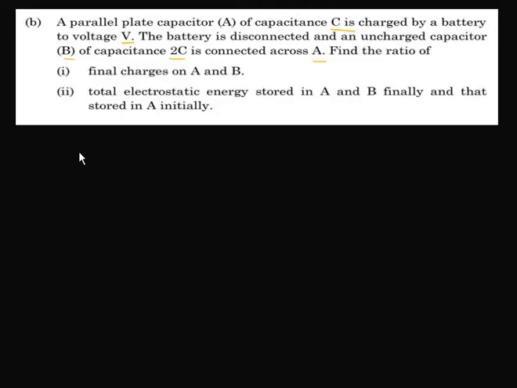So, let us look into the situation. Initially, you have a capacitor C charged by a battery. Let us say the total charge stored on this capacitance is Q. After this, we are removing the battery, so the capacitor is fully charged to a charge Q. Once it is fully charged, we remove the battery and an uncharged capacitor of capacitance 2C is connected across it.